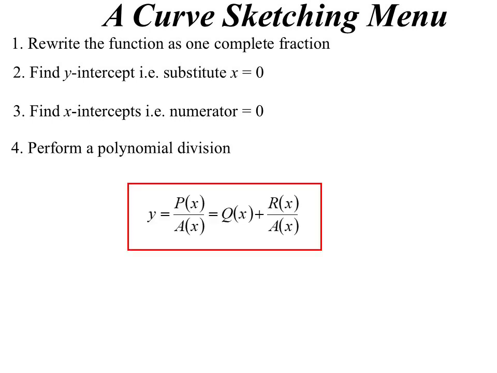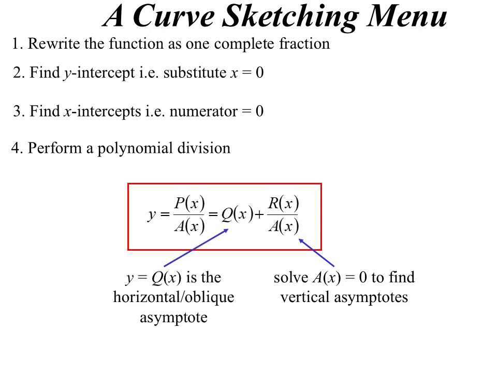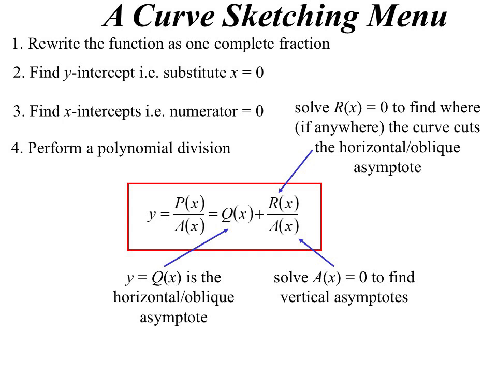Do a polynomial division, because then that can give us even more information. Remember our polynomial division, p of x on a of x, we'd end up with a quotient plus the remainder over the divisor. And when it's in that form, we know the bottom of the fraction can't equal 0, so that tells us about vertical asymptotes. The quotient will give us the horizontal or oblique asymptote, depending on what that quotient is. And then on the top, our remainder will tell us whether or not the curve cuts that horizontal or oblique asymptote, so if that one equals 0.